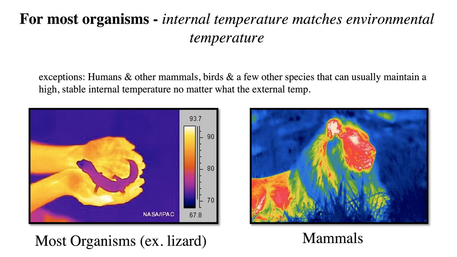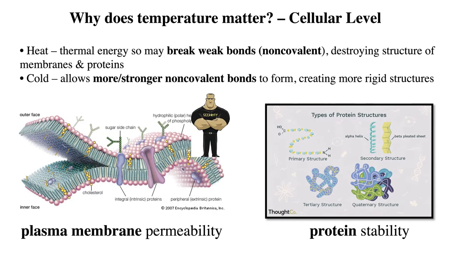However, there are some exceptions, like humans, other mammals, and birds, and a few other species that can actually maintain a higher stable internal temperature no matter what the external temperature is. Like this lion, for example, that's a mammal, and you can see from this thermal imaging, it's much warmer than the background environment temperatures. And we'll get into the details of how that works in a little bit.